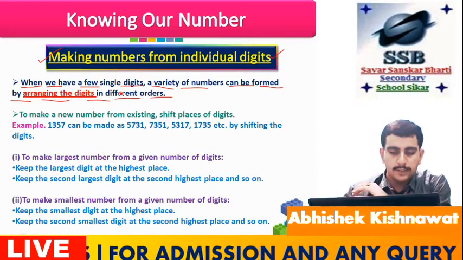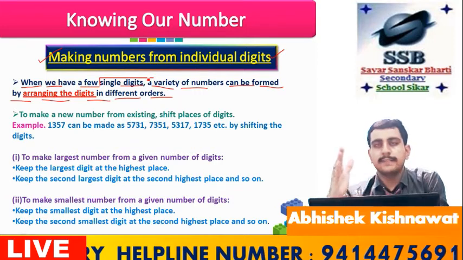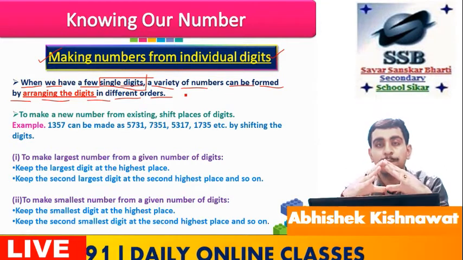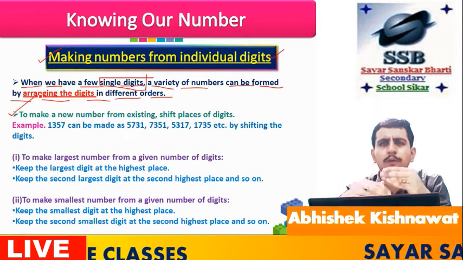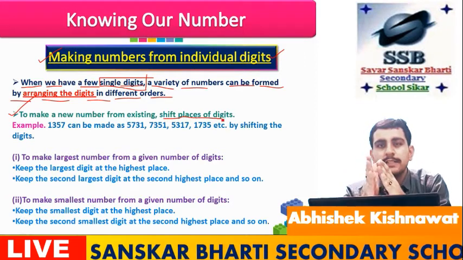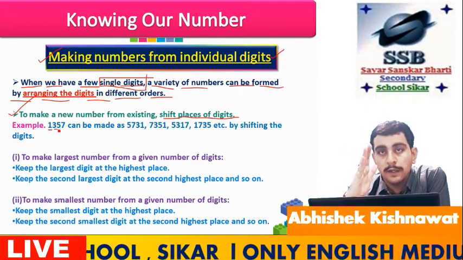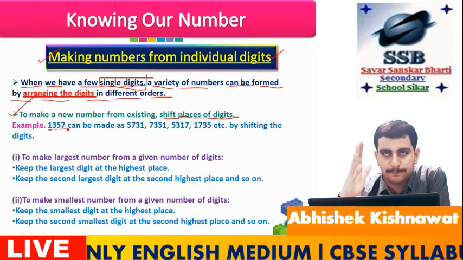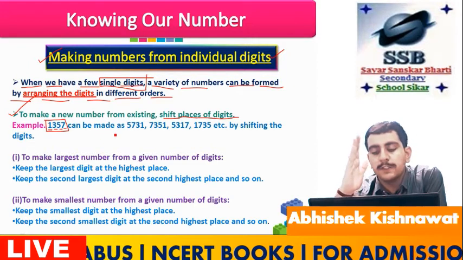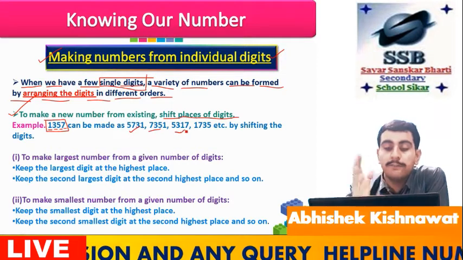Okay, the first is making numbers from individual digits. In our previous session, we learned about numbers, how to compare them, and how to say which one is greatest and which one is smallest. In this session, we first try to make numbers from individual digits. How can we do it? You can see on your screen that when we have a few single digits, a variety of numbers can be formed by arranging the digits in different orders.